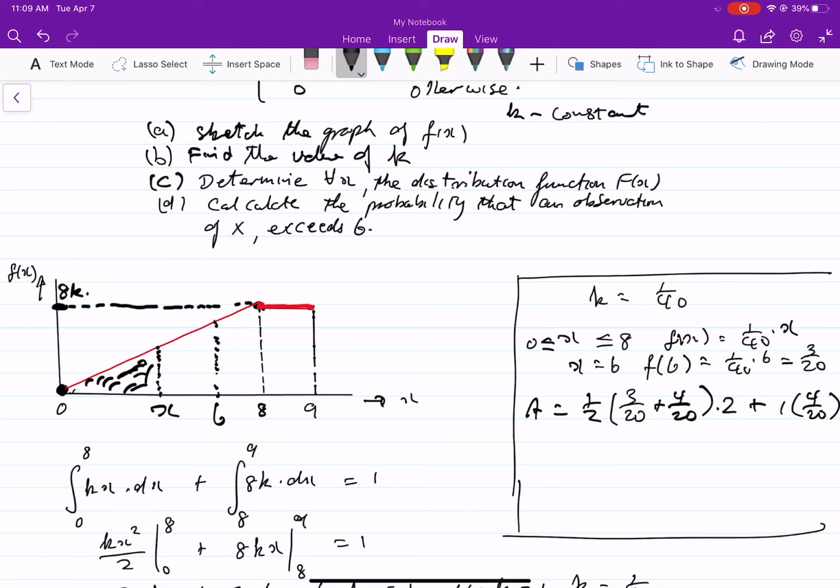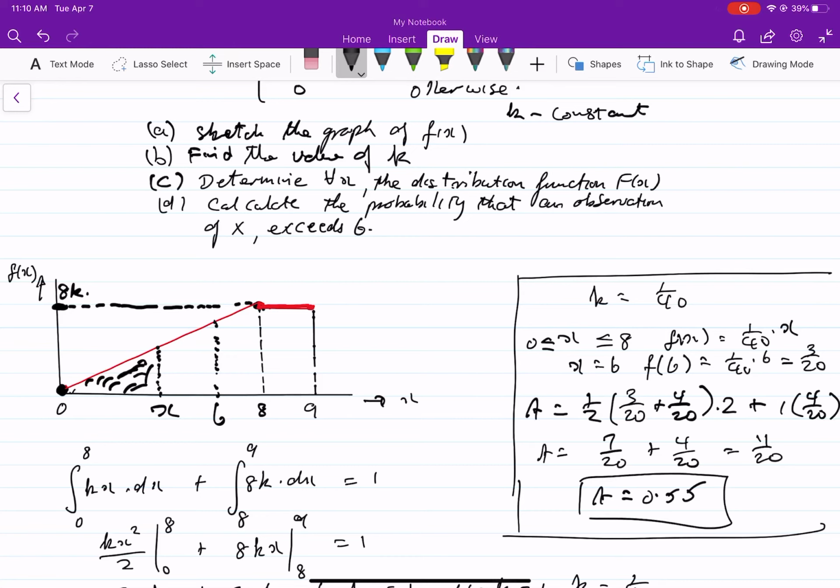Let's see how this works out. This is 3 and 4, 7. The half and the 2 disappear. So that's 7 20ths plus 4 20ths. 7 and 4 is 11 over 20. Better be 0.55. All right, going home. 11 divided by 20. Voila. That area is 0.55. So we got skills.